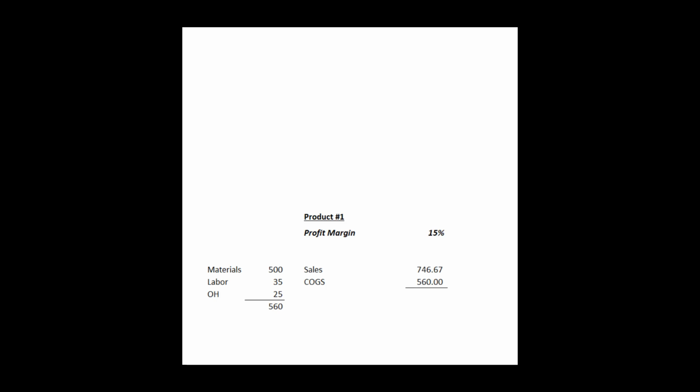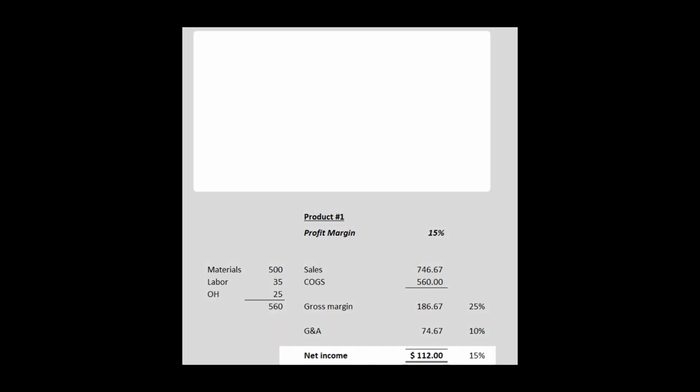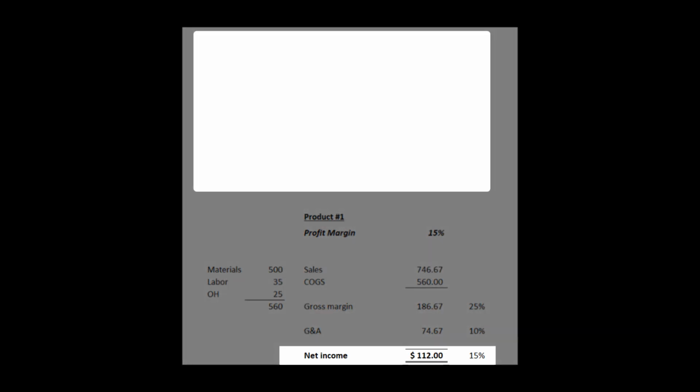$746.67. That then creates a gross margin of 25% for that product, and then you still have G&A as a percent of sales, because you look now, our G&A is $74 versus the previous example of $62, because we're maintaining that G&A as a percent of sales. So this comes down to our net income of $112 for this product, or a profit margin of 15%.